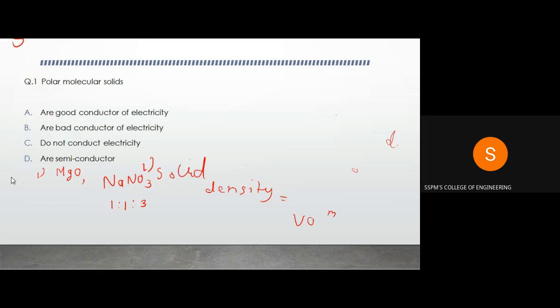So, the first question is: polar molecular solids are, first option, good conductors of electricity; second, bad conductors of electricity; third, do not conduct electricity; and fourth, are semiconductors. In polar molecular solids, cations and anions are present, but ions conduct electricity only in molten or solution state. The first option is not the same. Third option, do not conduct electricity. Solids do not conduct electricity. Okay, so C is the correct answer.